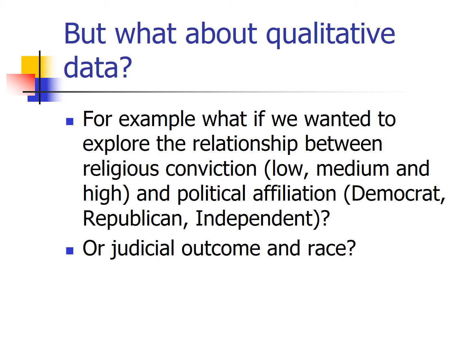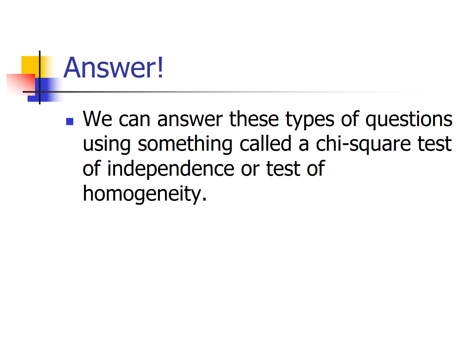For these particular examples, our regression techniques fall short. They can't get the job done. We need something more, and that something more is what we're getting ready to talk about. The type of statistical technique typically used to answer questions like this is called a chi-square test.